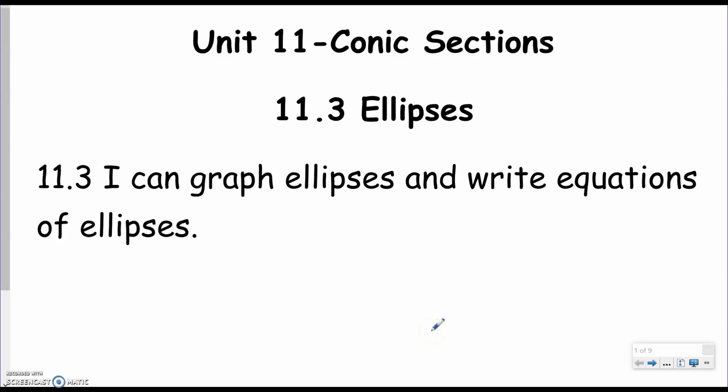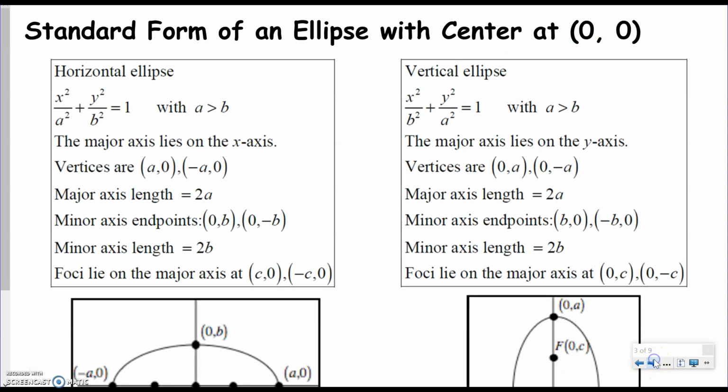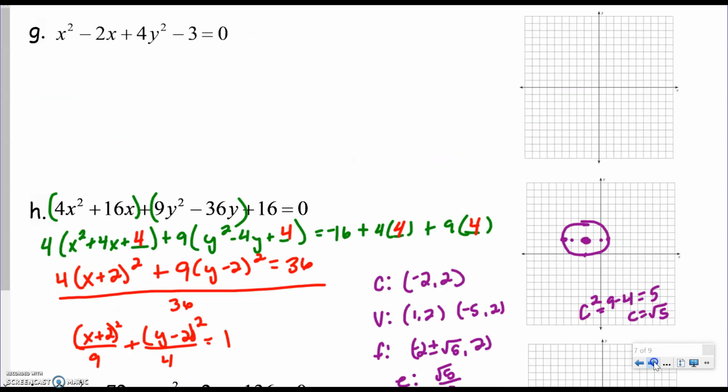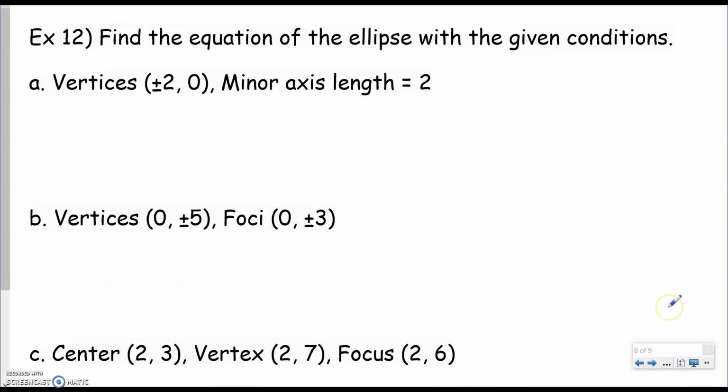Okay, in the other video, I focused on graphing ellipses, and now we are going to look at writing equations of ellipses. We'll refer back to these a little bit, or use those at least, so you know where I'm coming from. We're going to go ahead and move on to example 12, and we are going to write equations based on the given information. So you just need to know what each thing means.